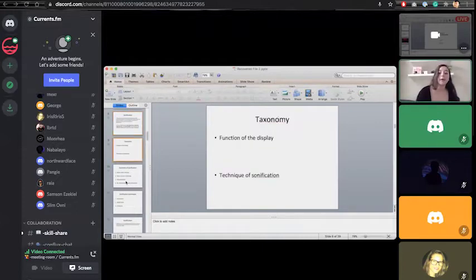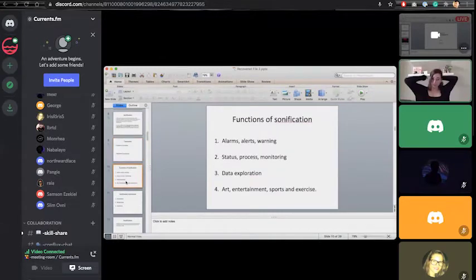Okay, so to classify sonification, we have two main approaches to the taxonomy. One is to do it through the function of the display, and one through the technique of sonification. These categorizations are not negating each other, they're just two different approaches in the taxonomy. So we're going to talk about the functions first.